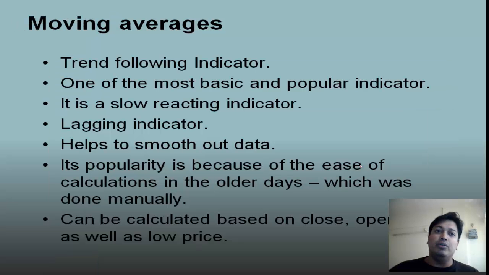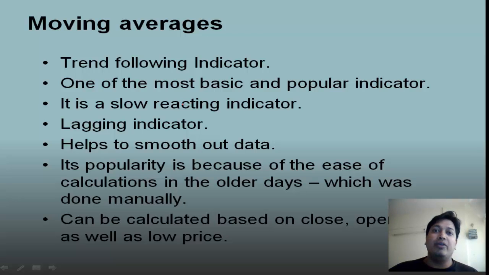So moving average is a trend following indicator. The reason why we say it is a trend following indicator is because it does not exceed the price, it follows the price. The indicator comes into functionality only after the price has been indicated on the chart. It is one of the most basic and the most popular indicators. Almost everybody uses moving averages. We'll find out the reason why. It is a slow reacting indicator. It is a lagging indicator.